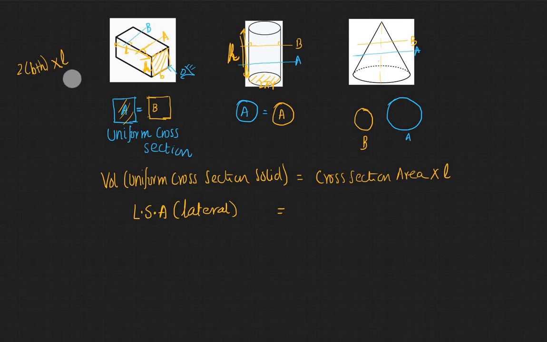So you get the idea that if you want to find the lateral surface area, you can find the perimeter of the cross section into length.